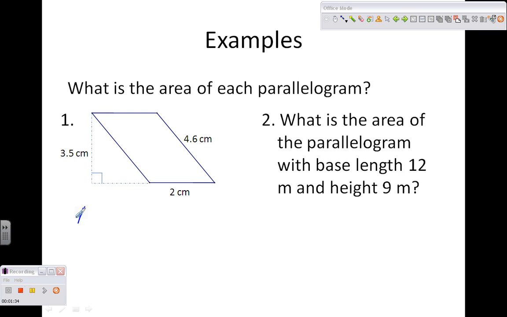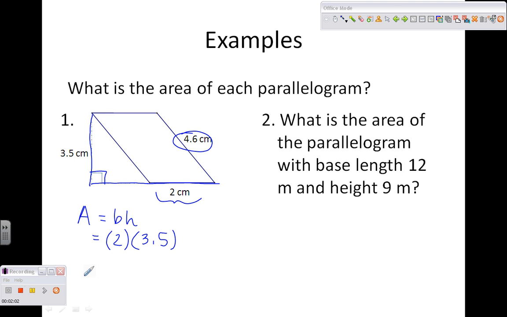Example number 1, we're finding the area of a parallelogram, so we're going to do base times height. In this problem, this is going to be my height, which is 3.5 centimeters because it's perpendicular here. And it's perpendicular to this distance, which means this is going to be my base. Don't let this number draw you in. It's superfluous. We don't actually use that information. So my base is 2, my height is 3.5, so we have area equals 7. My unit is centimeters, and area is always square units, so we have centimeters squared.